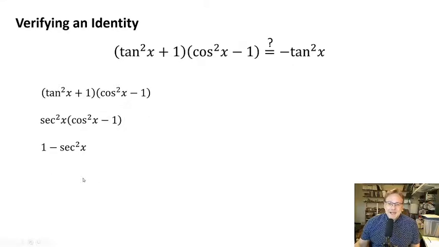Once again, I'm reminded of one of our Pythagorean identities that connects secant squared x with tangent squared x, so I think we're getting pretty close to a solution here. 1 minus secant squared x, well, I have to factor out a minus sign so that I can get secant squared x minus 1.